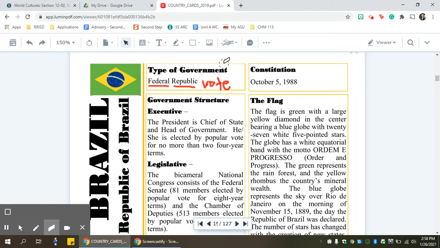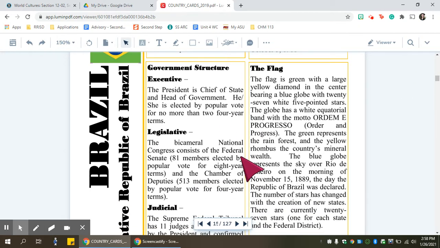Now, the government structure looks similar to most of the ones that we have been talking about thus far. So, let's go ahead and scroll down a little bit. You will see the government structure is the same. We have an executive branch, a legislative branch, and a judicial branch. Now, with each of these, the jobs look a little different within the government. So let's read about them.